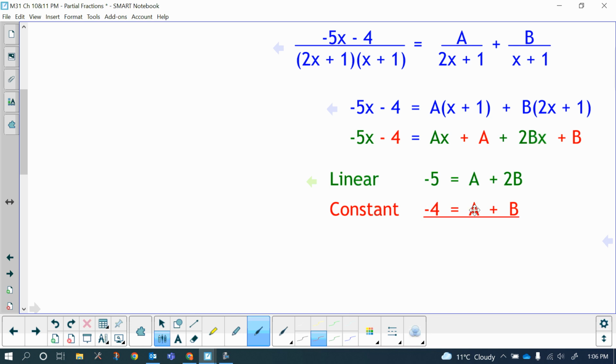Here, these two a's have matching coefficients of 1, so I can just subtract the two equations. And when I subtract, 2b minus b is b, and negative 5 minus a negative 4 will give me negative 1, so my b value is a negative 1. If I know b is negative 1, I can back substitute to get a is a negative 3. So I have my values for a and b.